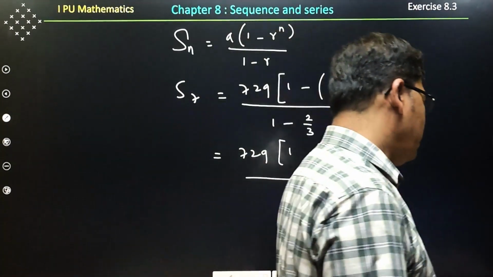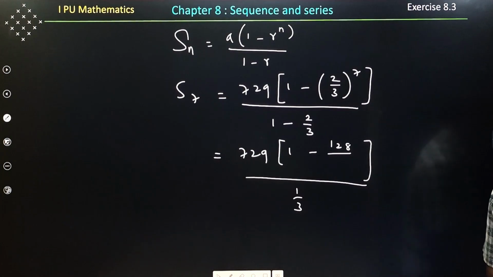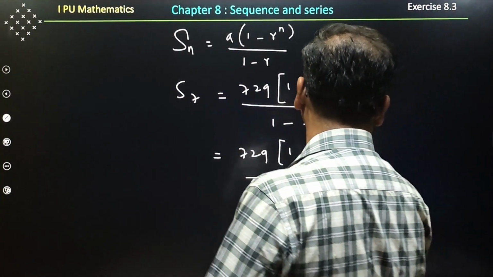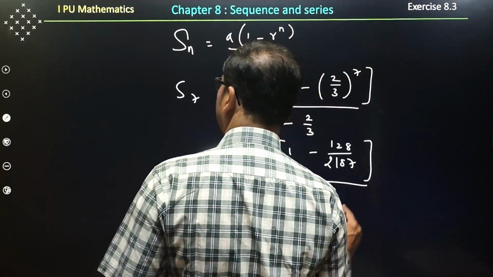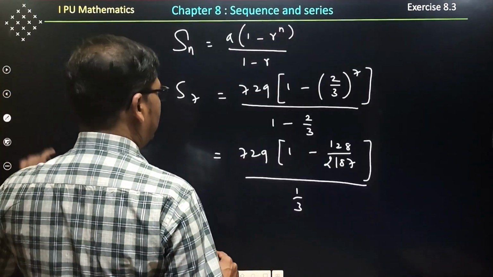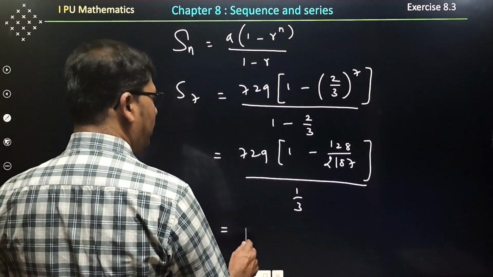3 to the power 7 is 2187. Correct. 729 as it is.